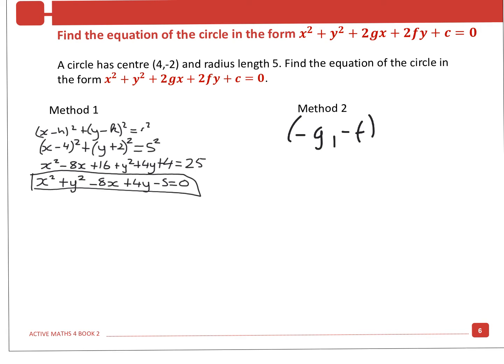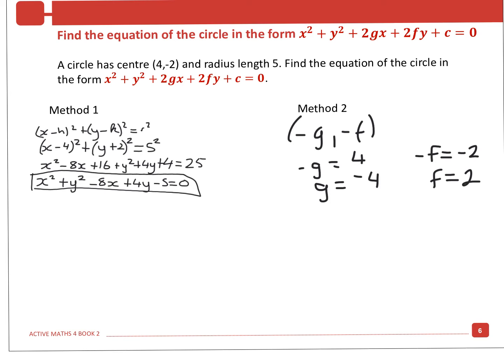So in our case, we have minus g minus f. Minus g is equal to 4, and that would tell me then that g is equal to minus 4. And similarly, minus f is equal to minus 2, so f must be equal to 2. So now we have our g and our f. Now we need to find out our c.